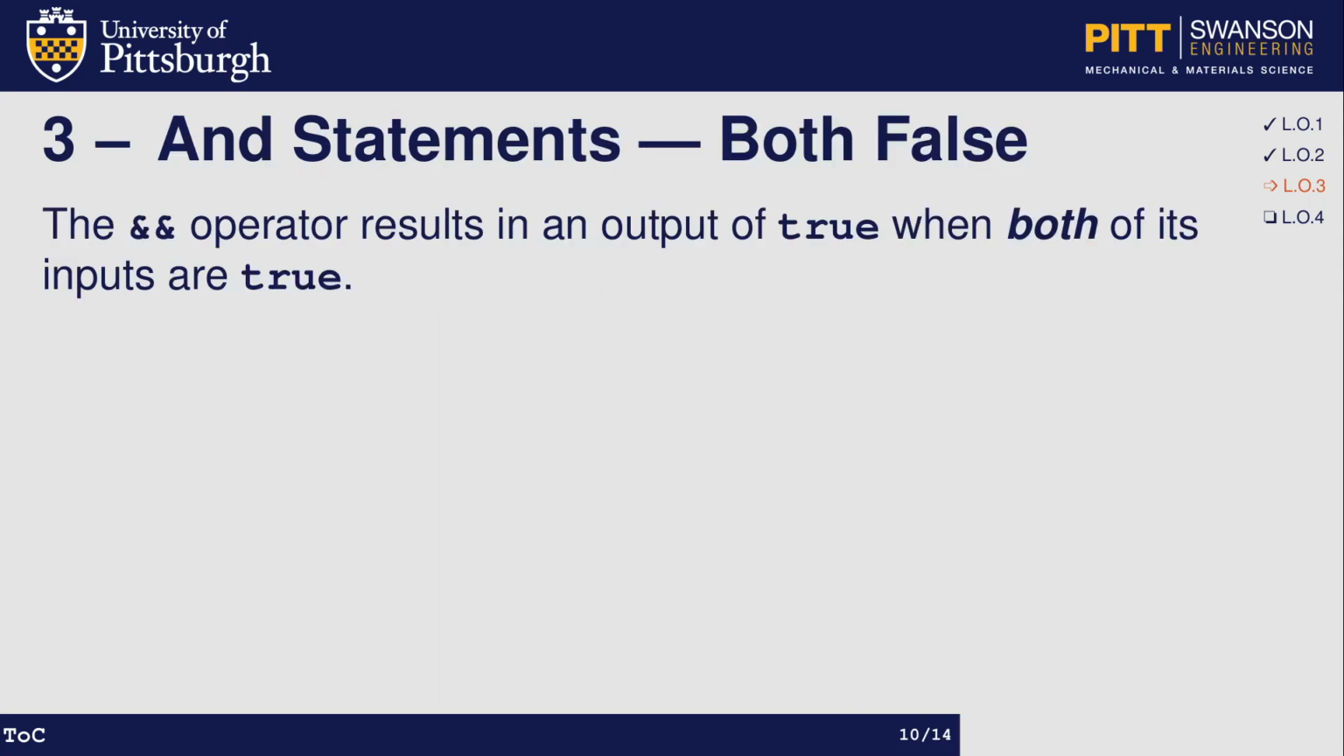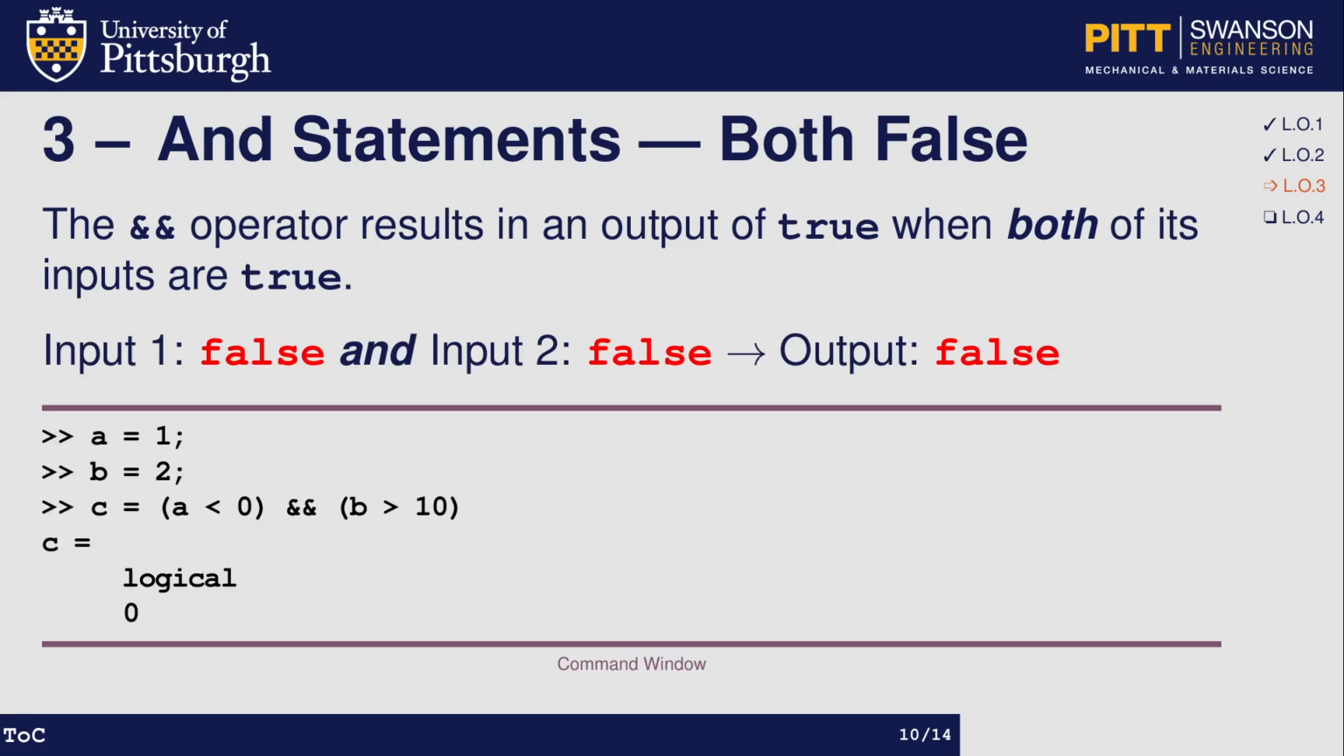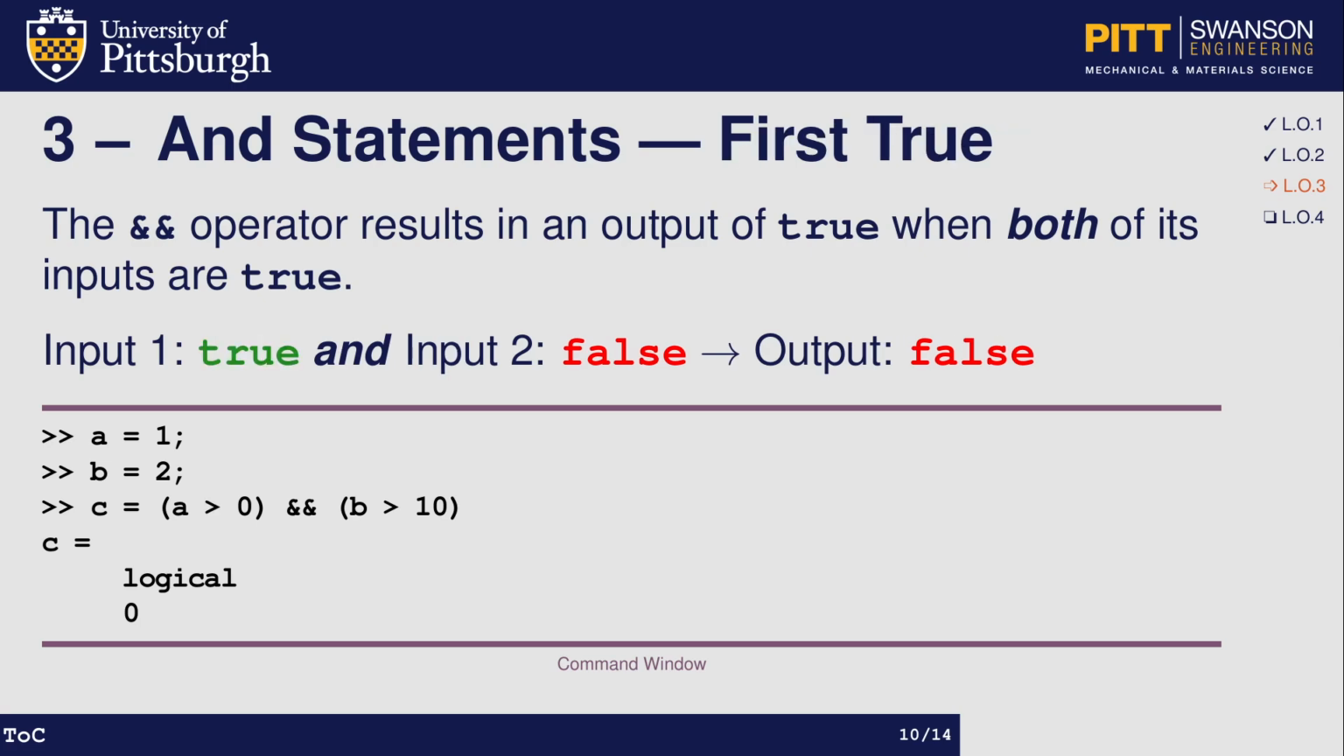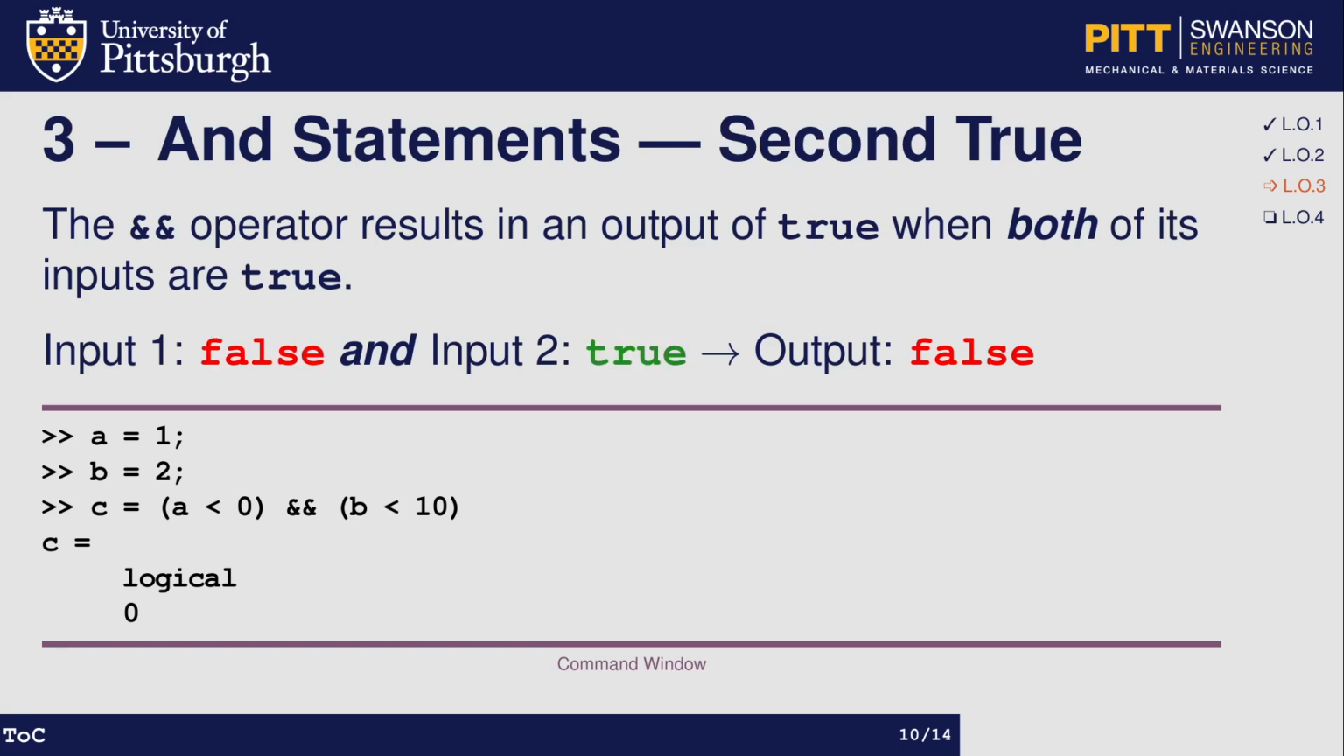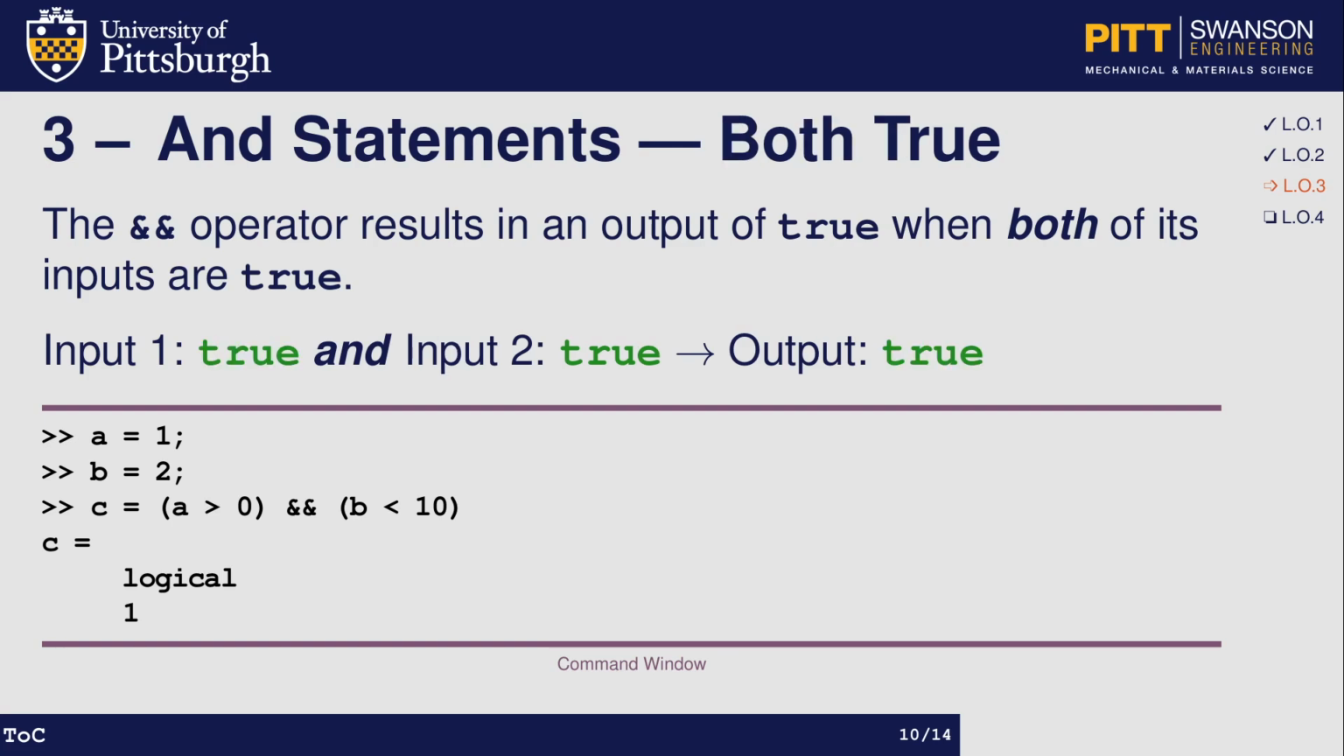The double ampersand operator results in an output of true when both of its inputs are true. In this example, A equals 1, B equals 2, and the inputs of the AND operation are both false because A is not less than 0 and B is not greater than 10. Therefore, the output C is also false. In the second example, the first argument is now true because A is greater than 0. But the second argument remains false, so the output C is also false. Similarly, in this third example, the first argument is false, but the second is true, so the output remains false. But when both arguments are true because A is greater than 0 and B is less than 10, then the output C is true.